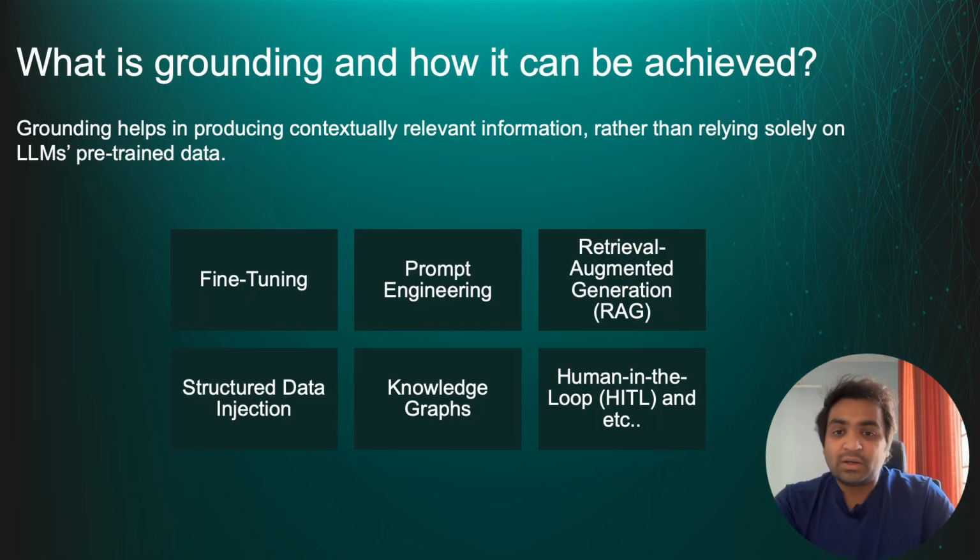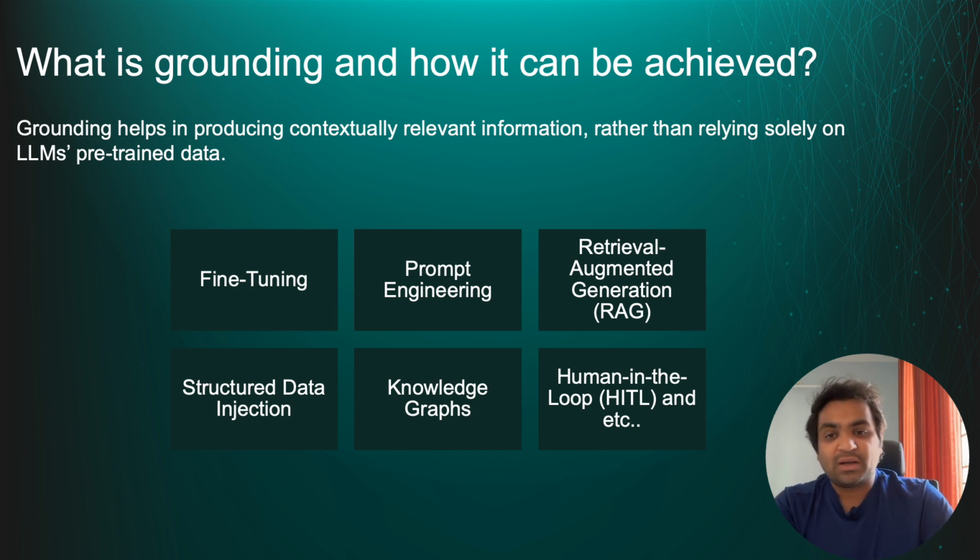Now, let's talk about grounding and how it can be achieved. To overcome the issues that we have seen in the last slide, what are the techniques? For instance, you are using ChatGPT. For that ChatGPT, you want to provide the latest information which is happening and you want to ground the context. Then how do you do that?